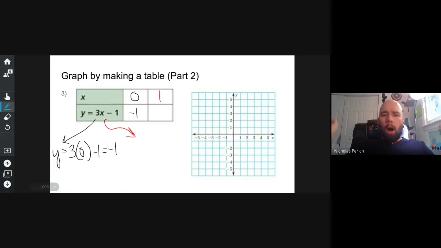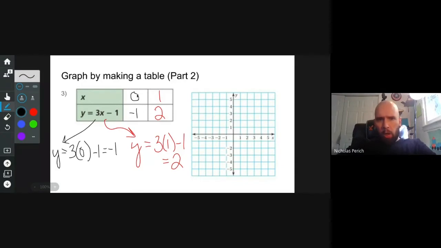X is 1. So I'm going to rewrite the equation. Y equals 3 times 1, minus 1. Again, what I'm doing is rewriting that equation and replacing x with 1 because I decided that x would be 1. I'm making up my own values. I always do 0 first, and then I just pick more points because why not? 3 times 1 is 3, and 3 minus 1 is 2, so I will get 2 here.